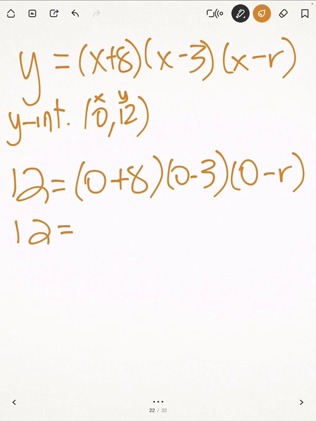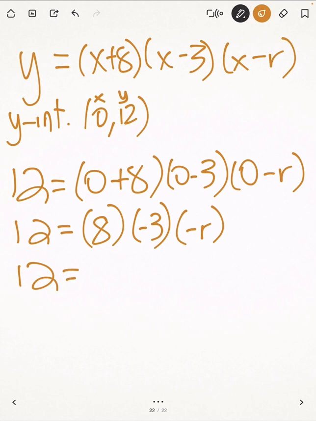So 0 plus 8 is 8. 0 minus 3 is negative 3. And then 0 minus r is negative r. All right, so now we're going to multiply on the right side, 8 times negative 3 times negative 1, which is the invisible number in front of r. And we're going to wind up with positive 24r.